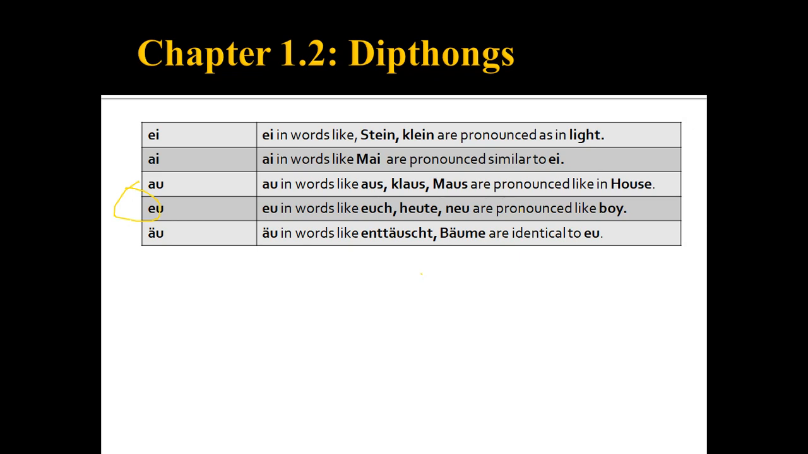You need to practice it all the time and multiple times to master these pronunciations. The next is ÄU. It's always going to be pronounced very close to oi, like enttäuscht, Bäume, the same sound, right? But the way these letters are written is different: heute, Bäume. We have the diphthong sound, boy: heute, Bäume. You need to practice it all the time.